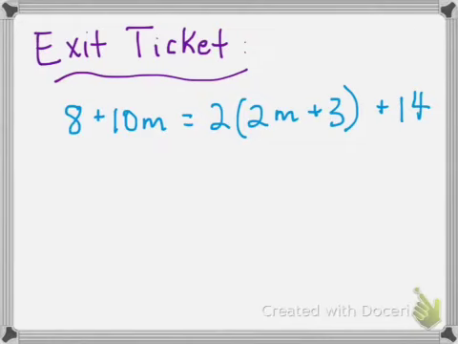So the very last thing you have to do is the exit ticket, so complete this on a separate sheet of paper. Solve this equation that has variables on both sides. Remember your steps. You can refer to your notes if you'd like. Once you're finished, please turn it in.